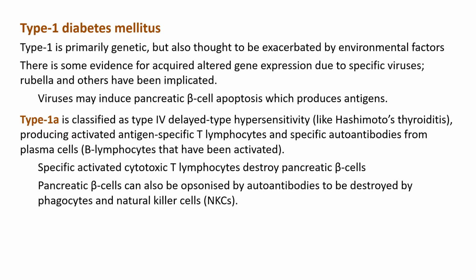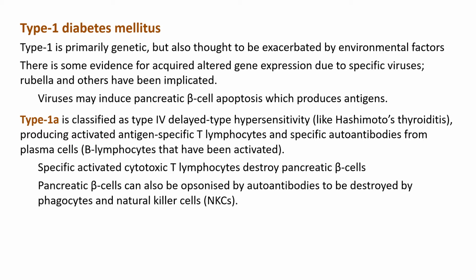So our specific activated cytotoxic T lymphocytes, remember TC cells, destroy pancreatic beta cells. If you remember, what they do is they use their T cell receptor to bind to the target antigen, and then they secrete perforins and granzymes to cause apoptosis. So potentially they could cause apoptosis of the pancreatic beta cells that of course synthesize and release insulin.